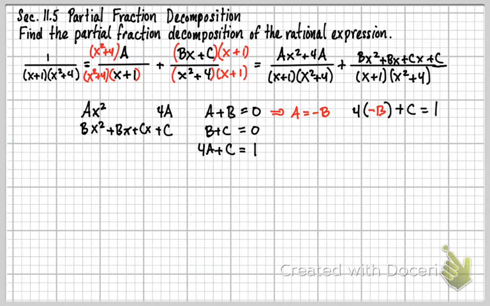So now I'm going to clean this up a little bit. That's going to be negative 4b plus c equals 1. And then I'm going to take this second equation, because I didn't use that one yet, and bring it over here.